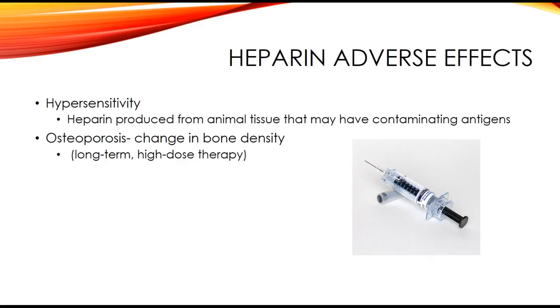Some other side effects are hypersensitivity. Hypersensitivity can happen because heparin is produced from an animal tissue that can have contaminating antigens to humans. So we have to be concerned about that. Osteoporosis can happen in long-term high-dose therapy of heparin. It's going to change the bone density and the bone metabolism if a patient is taking long-term amounts of heparin.